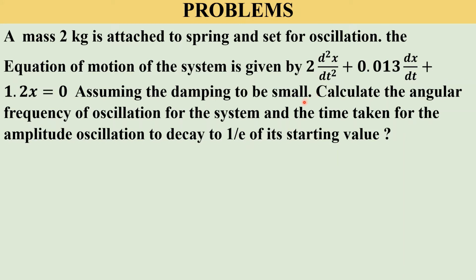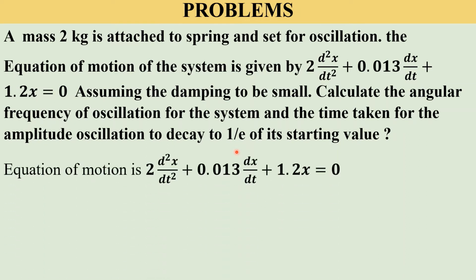So this represents the expression for the damped oscillation. Since the damping is small here, this is the case of an under damped system. So here we have to calculate the angular frequency omega and the time taken to decrease the amplitude to 1 by e times its initial value. So this is the equation of motion.